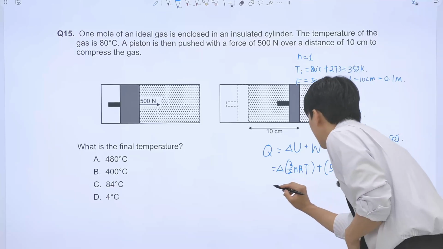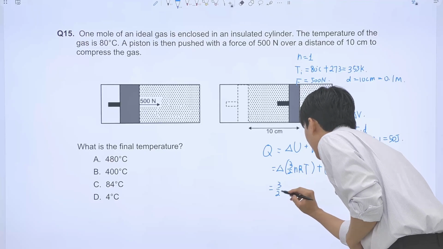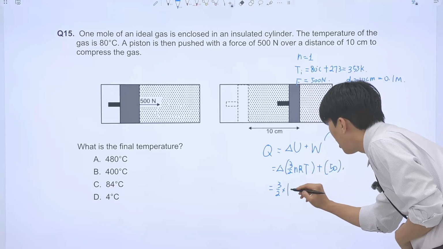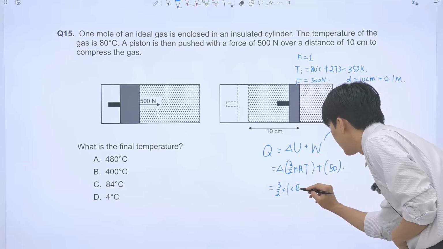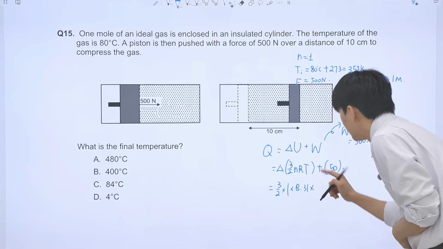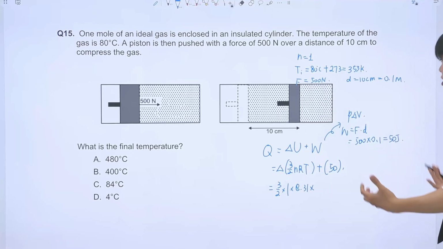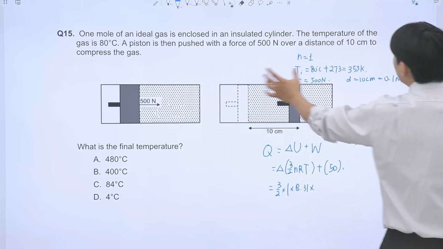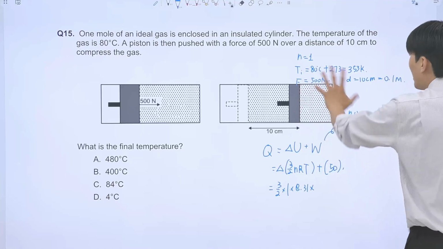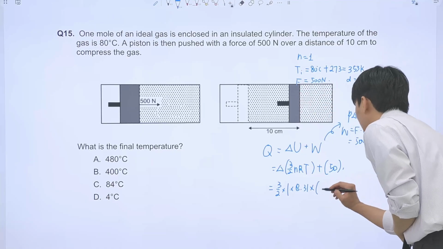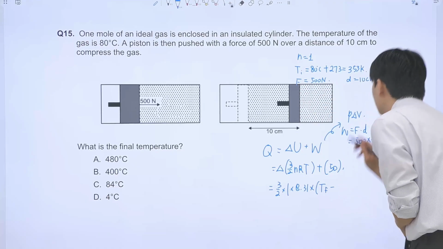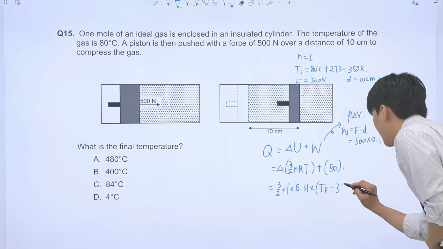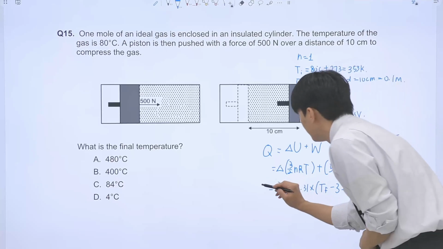Now let's think about this one. 3 over 2 n, where n is just 1, R is the constant 8.31, times delta T, the change in temperature. In the first situation, the temperature was 353, and we want to know the final temperature. So delta T is the final temperature minus the initial temperature, which is 353. That's the Q.